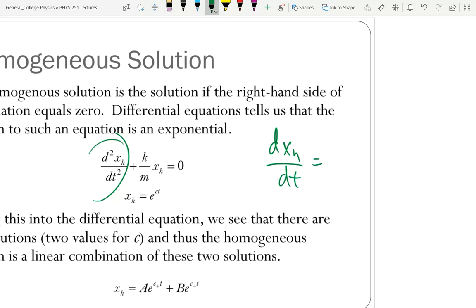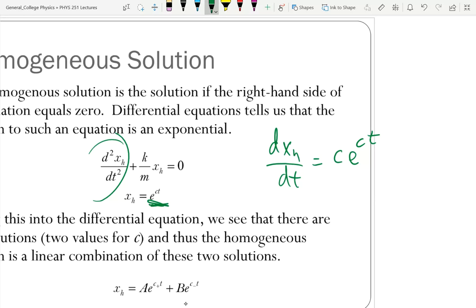So what's the derivative of e to the ct with respect to time? Exponentials are relatively easy. We want the derivative of this here with respect to time. C is a constant. So it would be c e to the ct. You bring down the derivative of the exponent, and then it's the original e to the whatever.